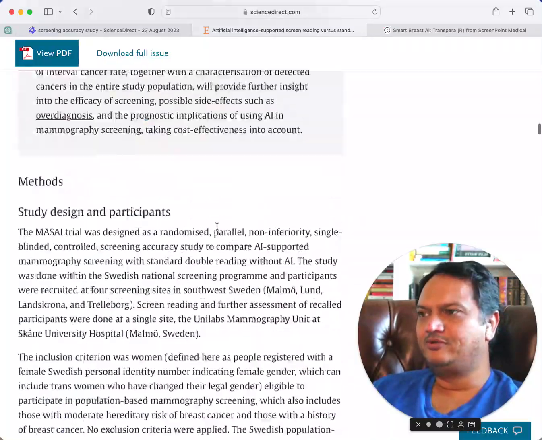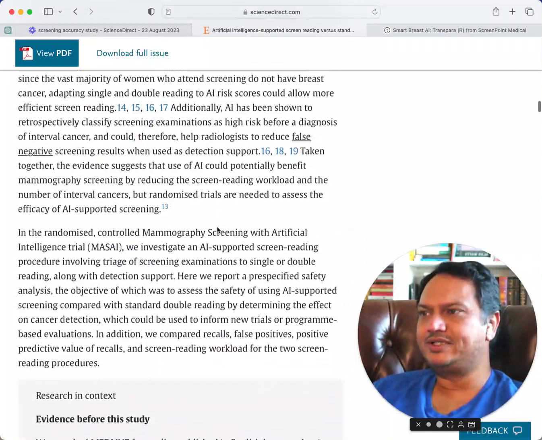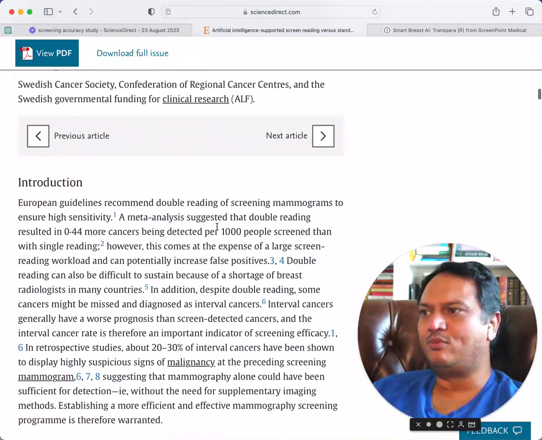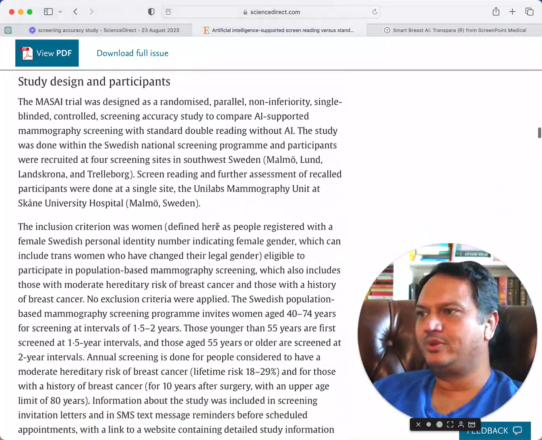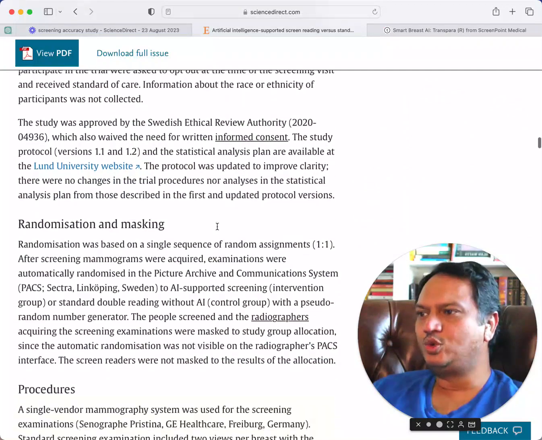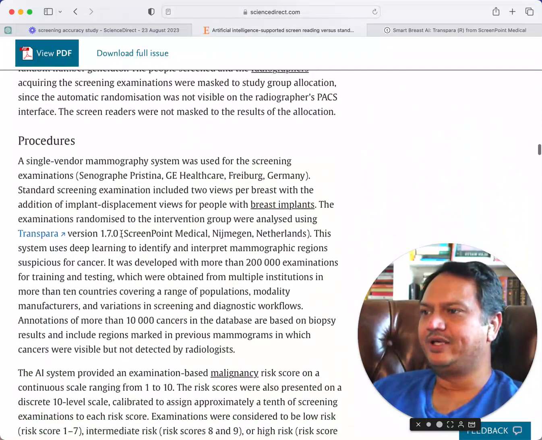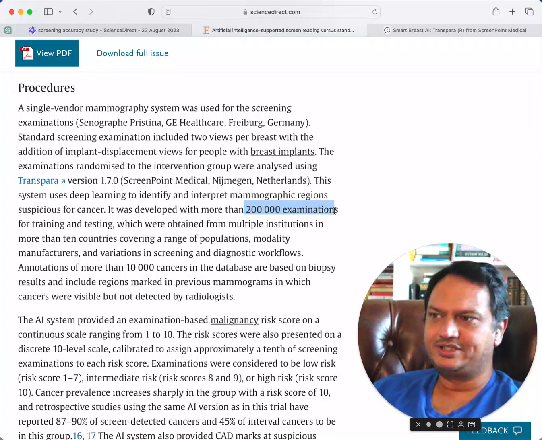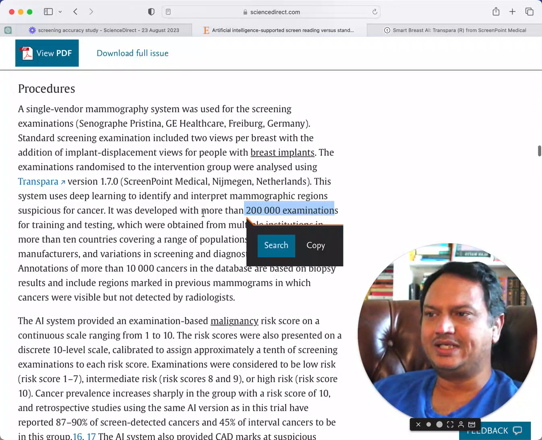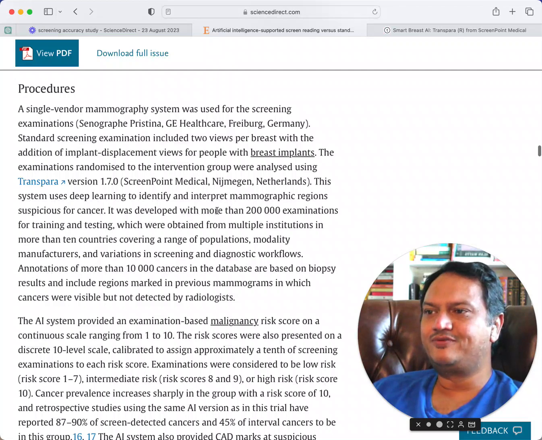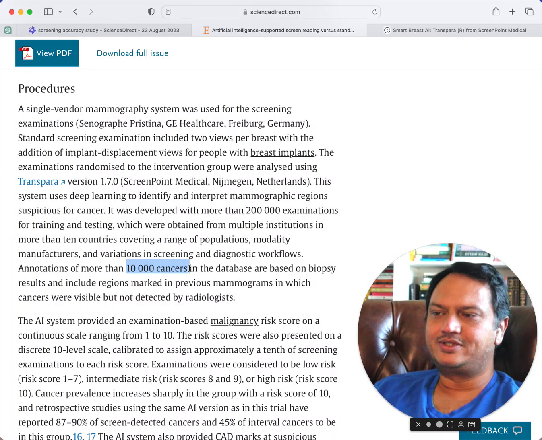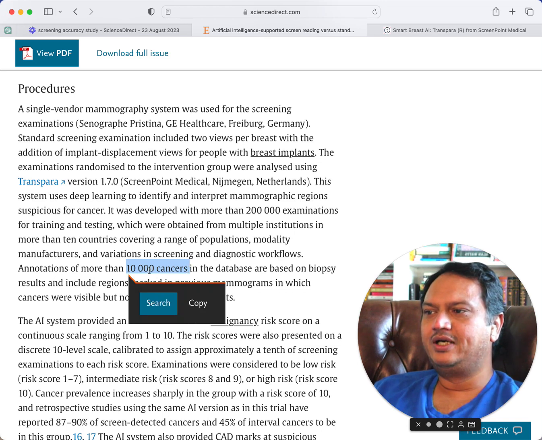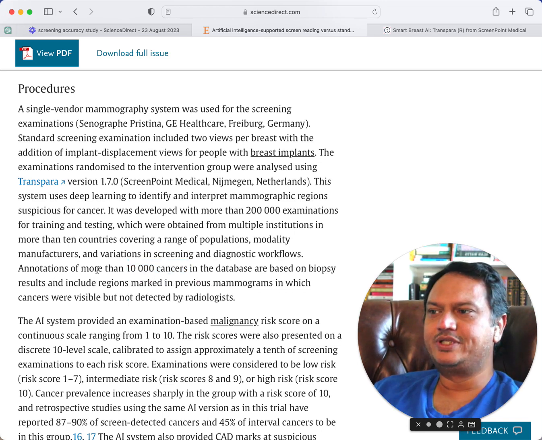I'm going up to find that, but basically they said that Transpara says their AI model was trained, it should be in methods, on 200,000. Yeah, here it is. Transpara was trained on more than 200,000 examinations. So that's a very large training data set. That is impressive. And what's further impressive is that out of these 200,000 examinations, 10,000 cancers were included, which were biopsy proven, biopsy results were there, and they were annotated in the training of this software.